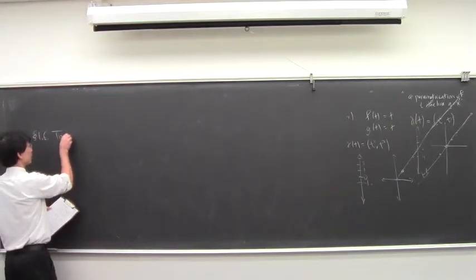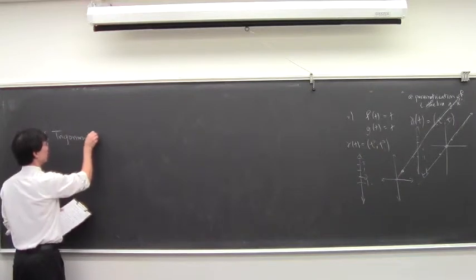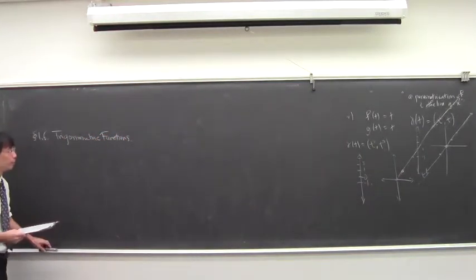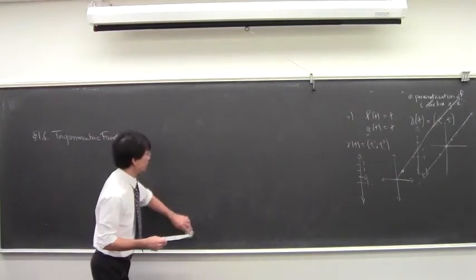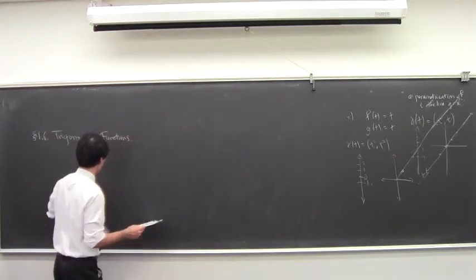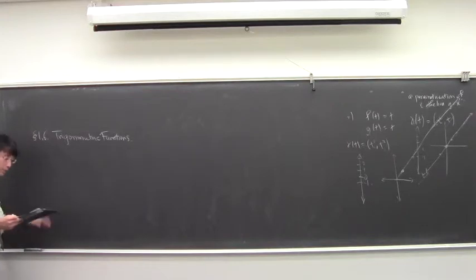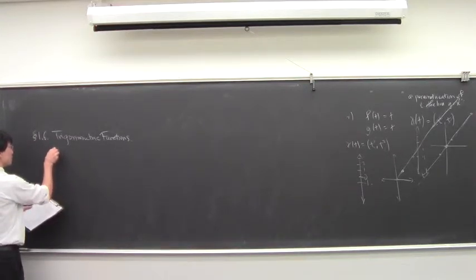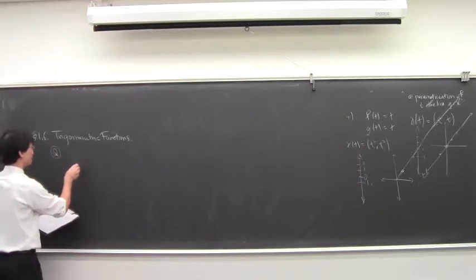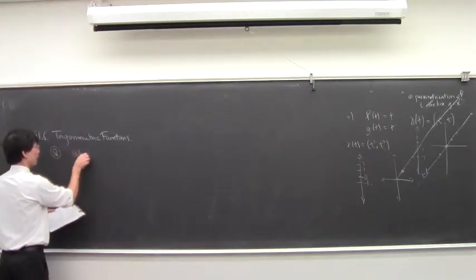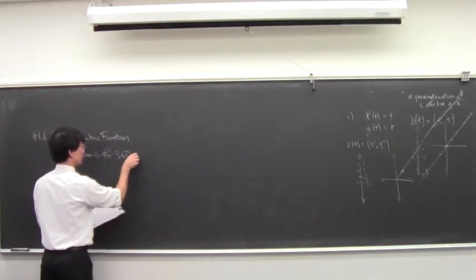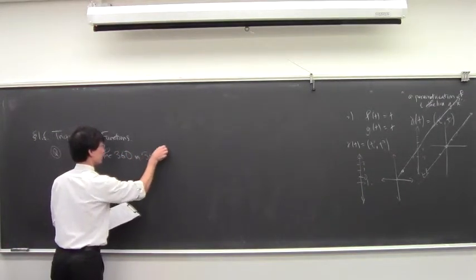Okay. Trigonometric functions. Okay. So we'll make this connection, this last example, a bit clearer once we get to the right part. Okay, but let me just start off with a question. Where is the 360 in 360 degrees?